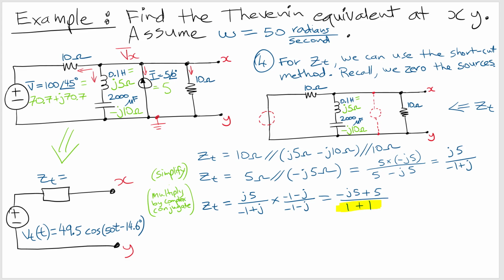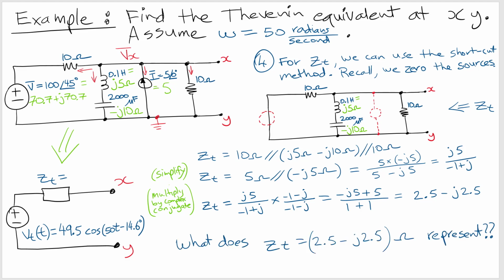So we have to end up with a real number after we do that operation by multiplying by the complex conjugate. And if we don't get a real number, then we've done something wrong. This was the whole point. So now we can just simplify that to 2.5 minus j 2.5.